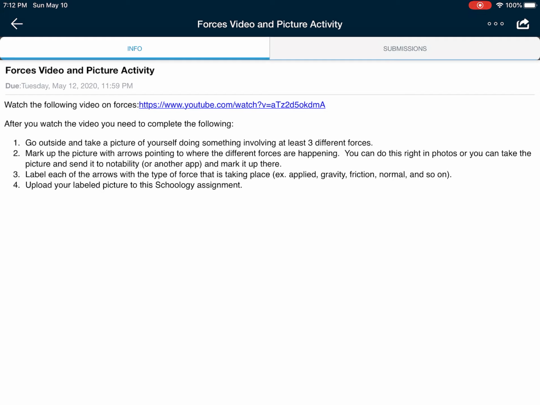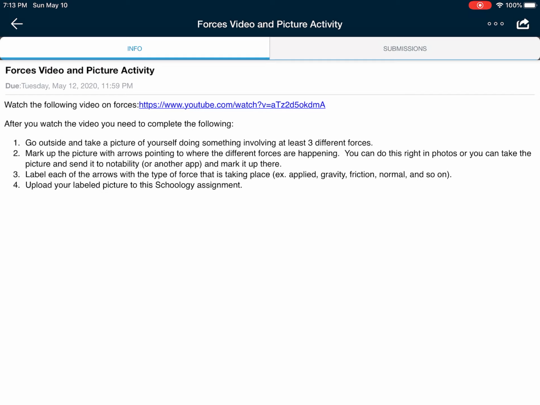There's going to be a lot of different choices here, but I do want you to label. You can mark up the picture. I want arrows pointing to where the different forces are happening, and there are a couple of ways to do that. I'll show you both. I also want you to not only draw arrows, but label the type of force that's taking place. Again, a couple of examples here, and there are more than this: the applied force, gravity, friction, normal force, and so on. Then you're just going to upload that back to this assignment.